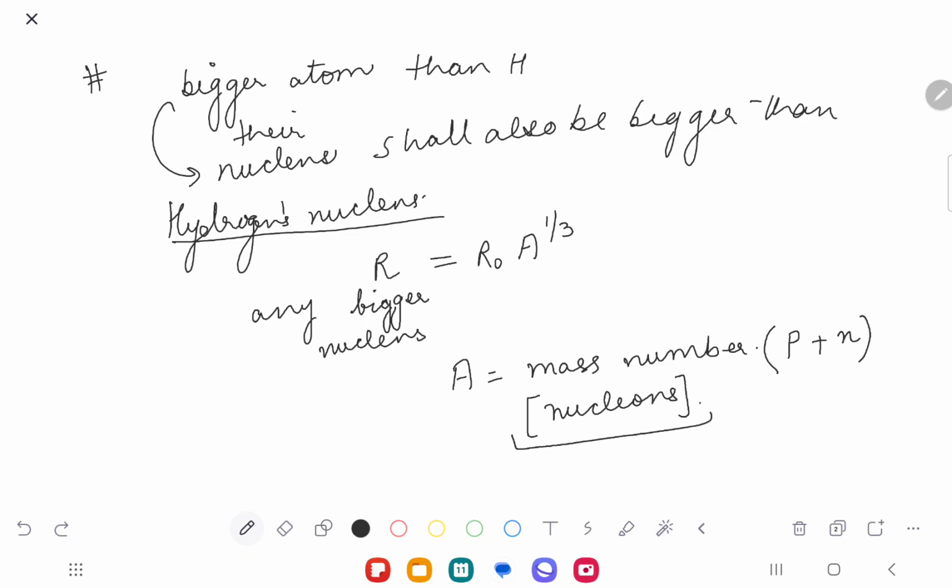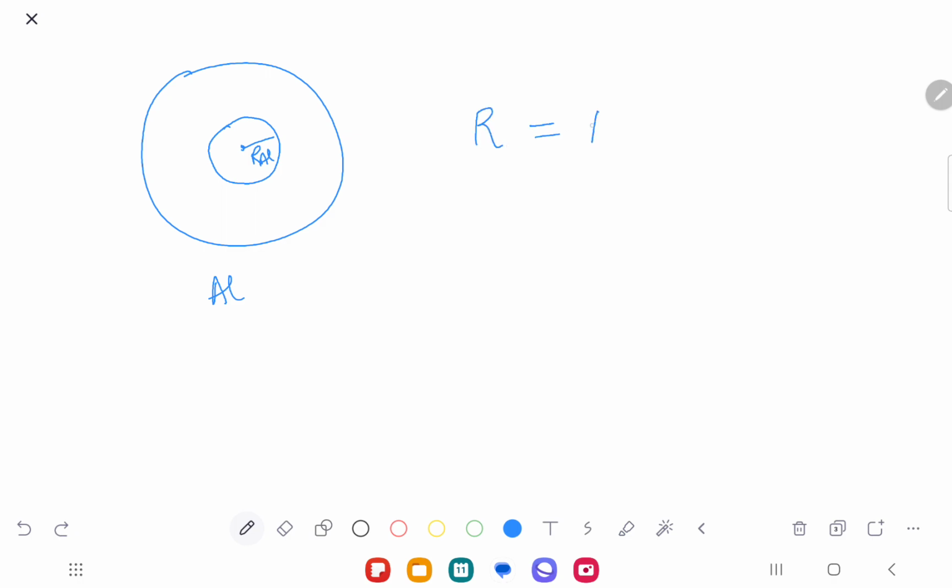Understood or not? So when we are talking about this mass number, P plus N, which is nucleons, A is my mass number, P plus N. Now, for example, let's suppose we have aluminium, and I want you to know the radius of the aluminium atom. So what shall I say? My formula is R equals R naught into A raised to power 1/3, the cube root.